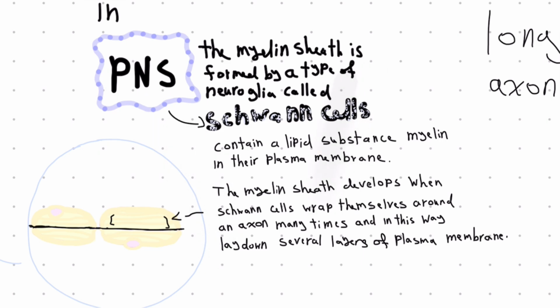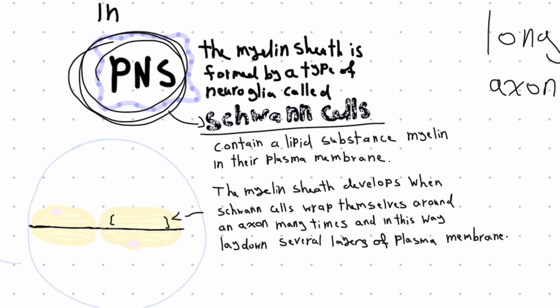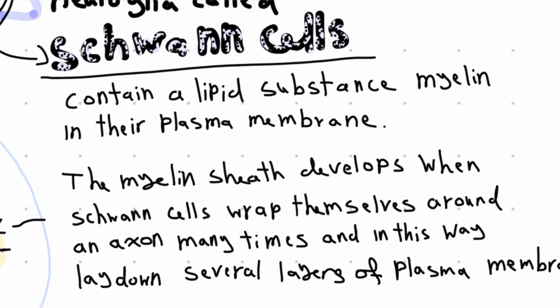So, the myelin sheath is formed by a type of neuroglia called Schwann cells. Schwann cells produce myelin for neurons that are part of the peripheral nervous system, which do not make up the spinal cord or the brain. Each Schwann cell contains a lipid substance called myelin in its plasma membrane. The myelin sheath develops when Schwann cells wrap themselves around an axon many times, and in this way lay down several layers of plasma membrane.